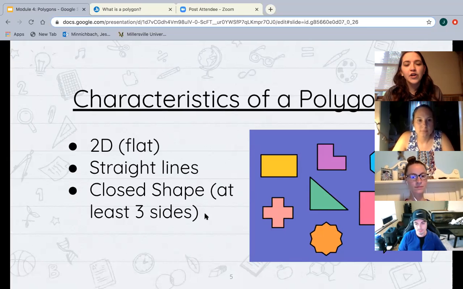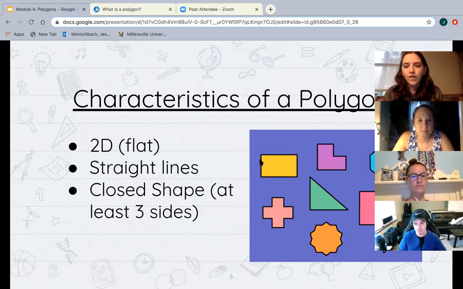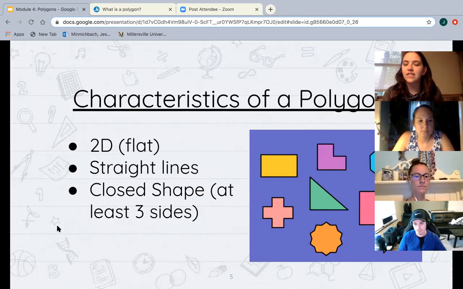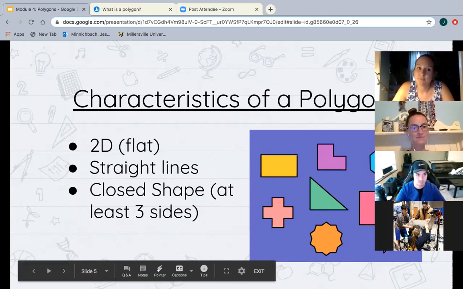And our last characteristic is a closed shape. That means all of the sides have connecting points. Like on the rectangle, there are 4 connecting points, or we can call them vertices. Does anyone have questions about the characteristics of a polygon? Give me a thumbs up if you're ready to move on.